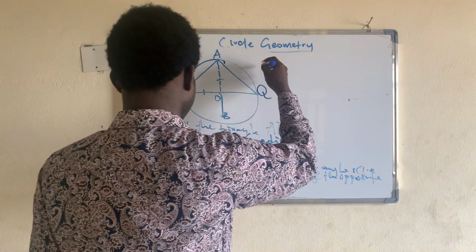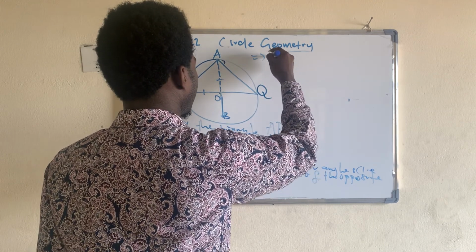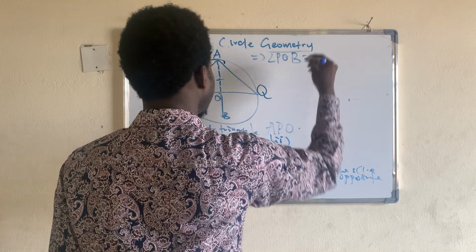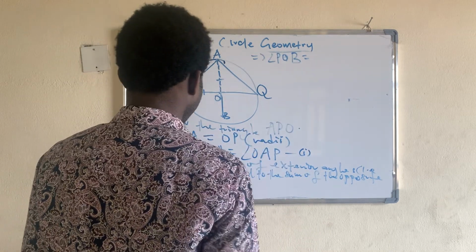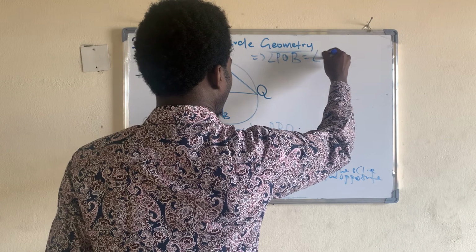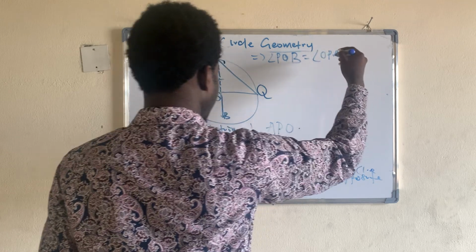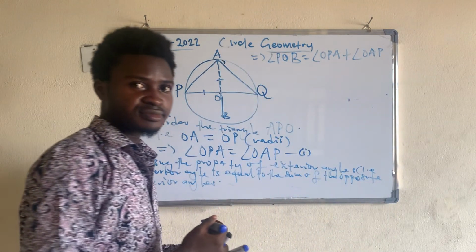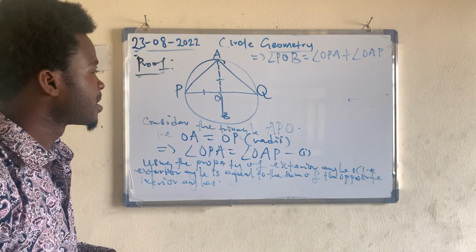So what that means is that angle POB is equal to angle OPA plus angle OAP.